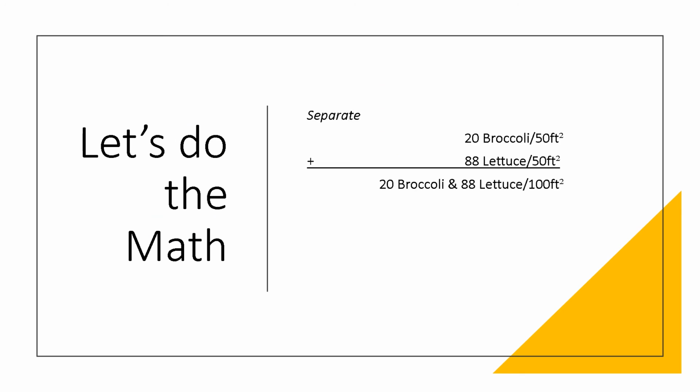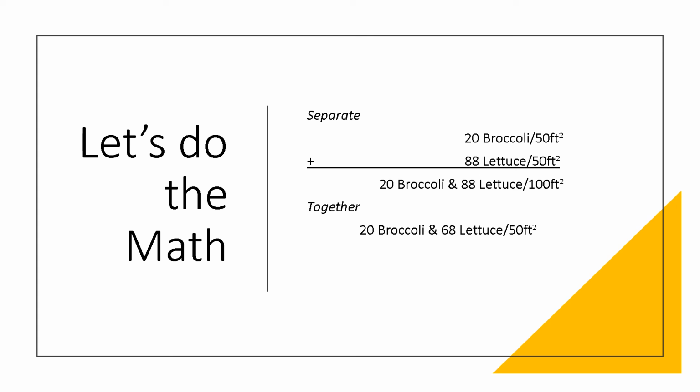Let's do the math and see if this truly is a good idea. So if we were to plant these separately, we could do 20 broccoli in a 50 square foot area. We could do 88 lettuce in a second bed of 50 square feet. And so the overall amount is you'd get 20 broccoli and you'd get 88 lettuce per 100 square feet. But the way we did it when we plant them together, we get 20 broccoli and 68 lettuce for every 50 square feet.